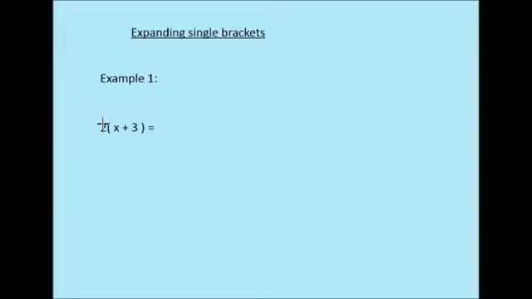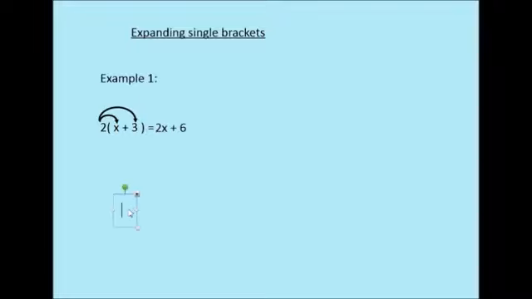So in example 1, we have a 2 outside of this bracket. This 2 is timesing everything in the bracket. It is timesing the x, and it is also timesing the 3. So 2 times x gives us 2x. If there is a plus here, we write a plus. If there was a minus, we write a minus. And 2 times 3 gives us 6. So our answer overall is 2x plus 6.